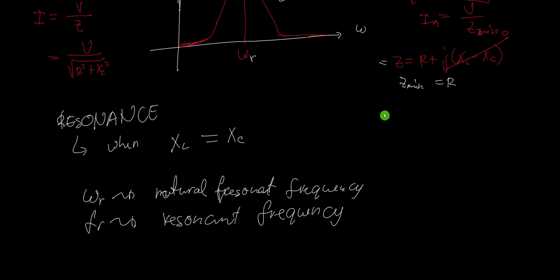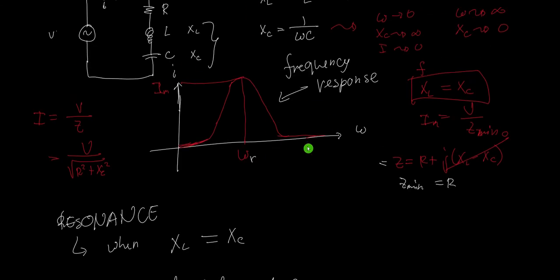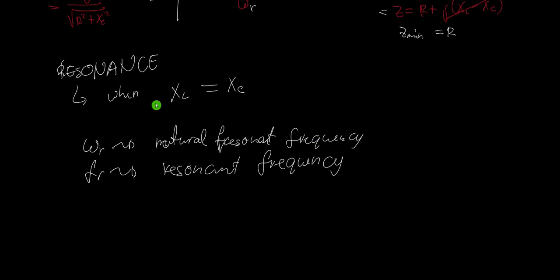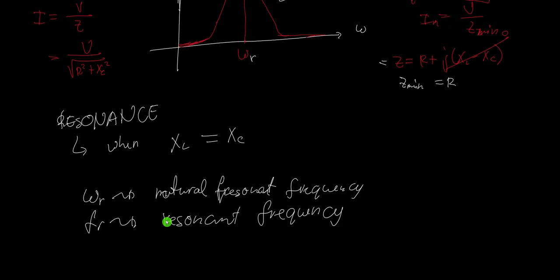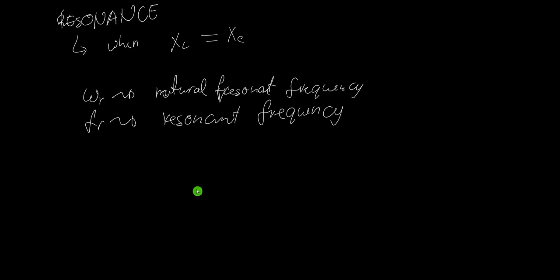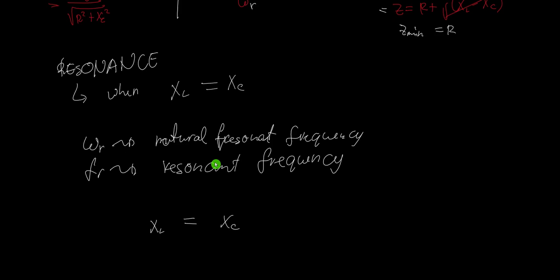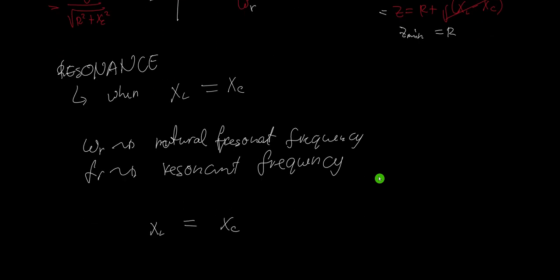Now, what will be that value? How can we calculate that value? That's the next thing that we'll be doing. By using this condition where XL is equal to XC, we can derive the formula for that natural frequency when we try to solve for the resonance frequency. So we know that XL should be equal to XC. This is the condition. Why? Because it's the definition of resonance.